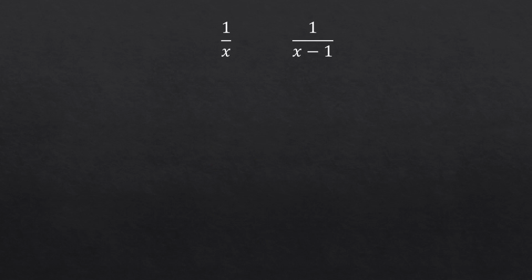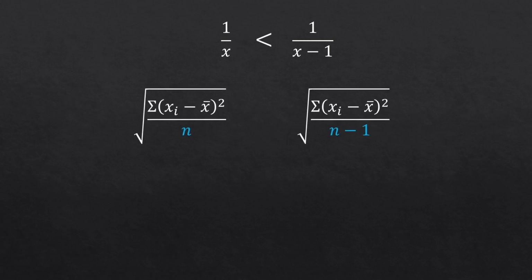Now, here we have 1 over x and 1 over x minus 1. Clearly, x minus 1 should be a smaller number than x. So which fraction should be greater? Of course, the right one. So this means the n minus 1 expression should give a larger standard deviation than the original standard deviation as well. I'm just calling the population version, which has just n, the original. Anyway, now.